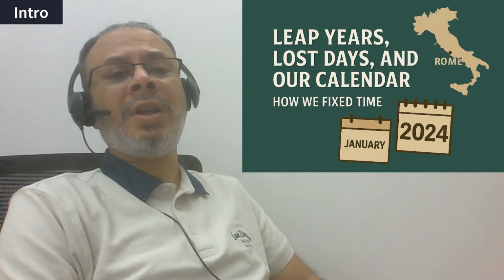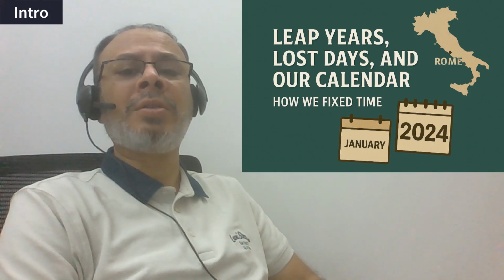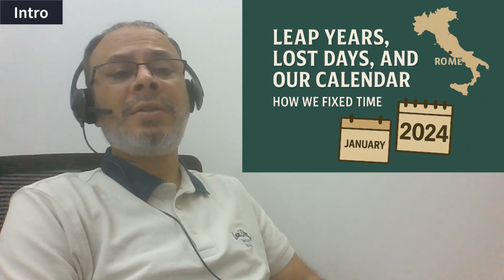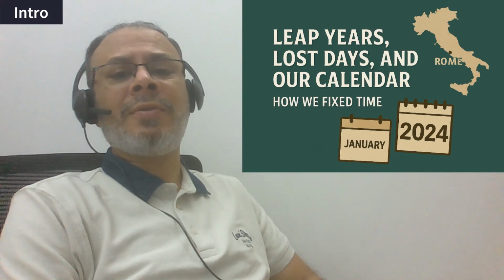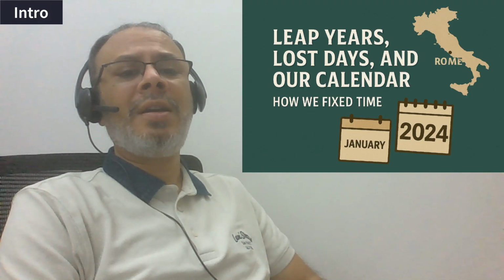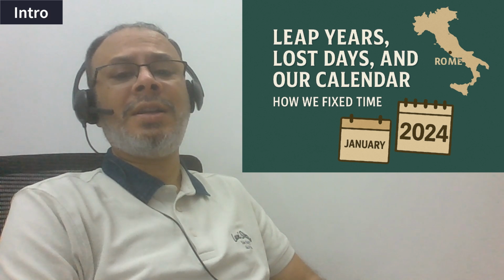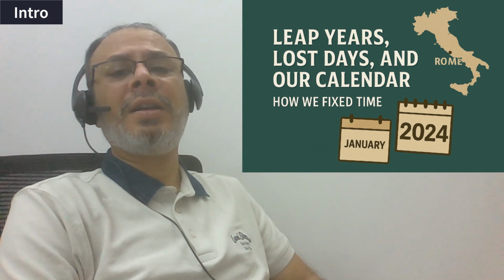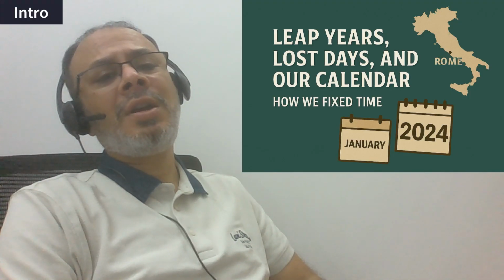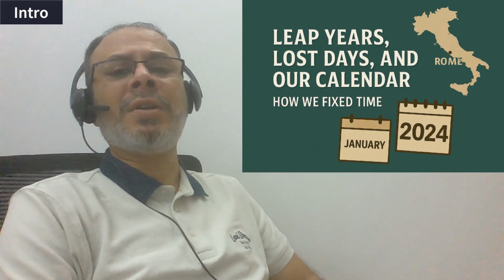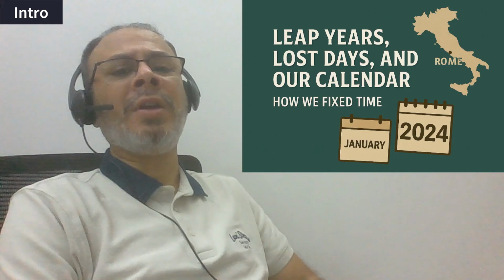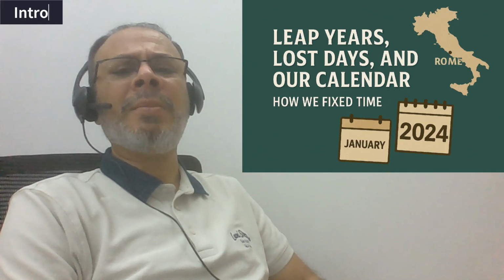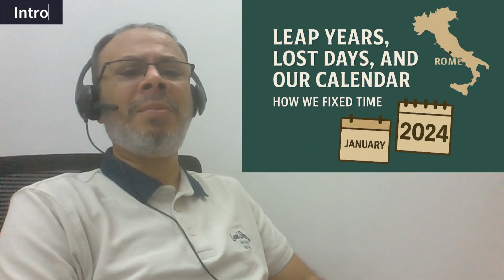In episode 1, we explored how the basic building blocks of time emerged. Days from Earth's spin, months from the moon's cycles, and years from the Earth's journey around the sun. But these natural rhythms are messy. They don't line up perfectly. And for thousands of years, people struggled to build calendars that worked. In this episode, we will dive into the story of how Rome gave the world a calendar, who were the main players, and how they reshaped it into the one we use today.